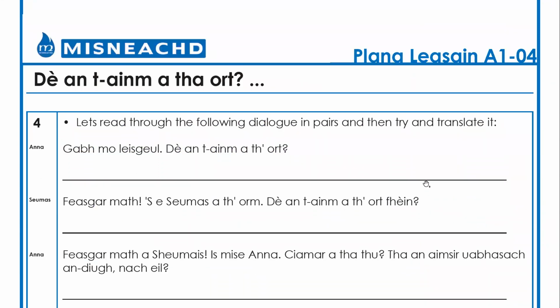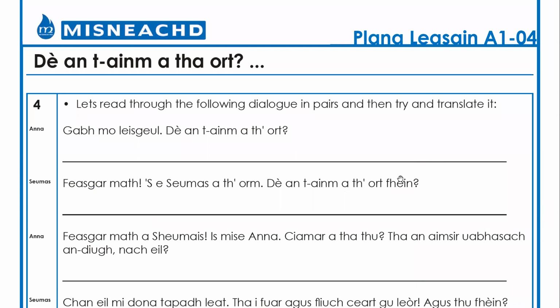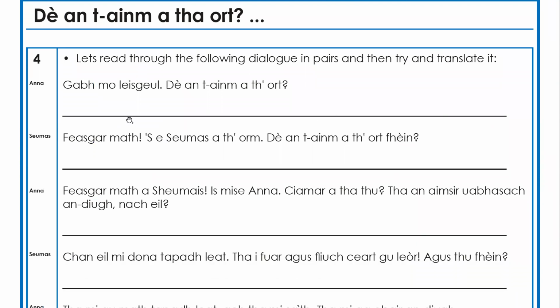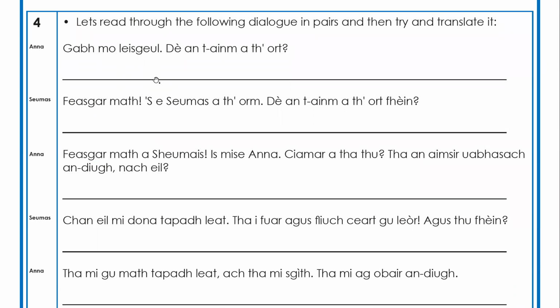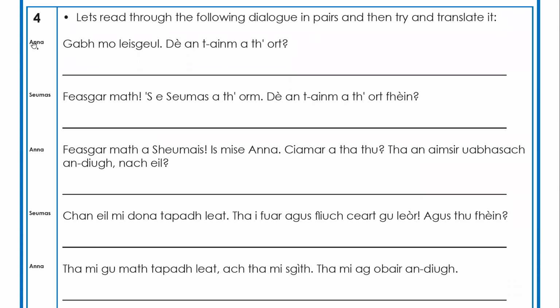So here's a brief dialogue that we'll read through. Again, if you're in a class, you can work through this in pairs and then work out the translations. But for now, I'll read both parts. So we have a conversation between Anna and Seamus.